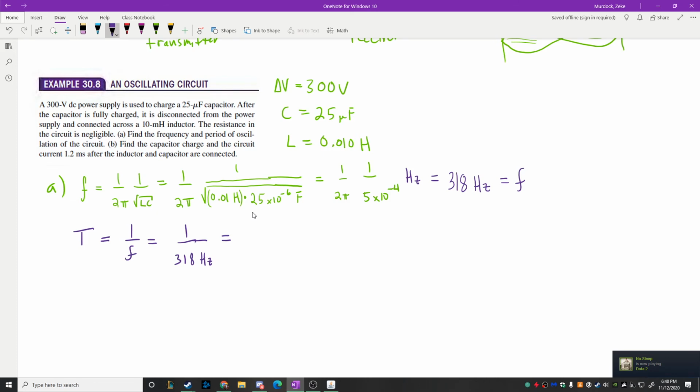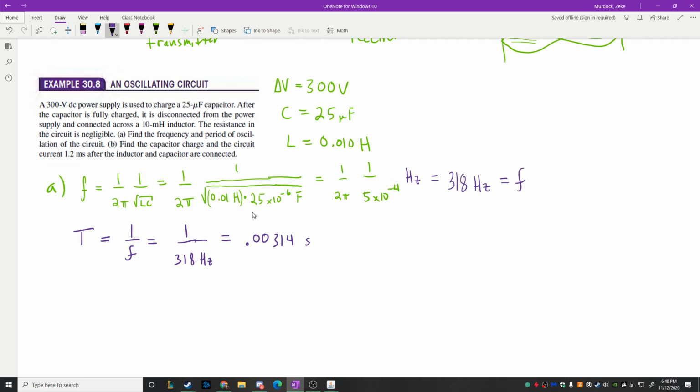Some of these simple calculations I should probably just do, but I don't think my phone's there. There's my phone. 0.00314. Okay. Yeah, that makes sense because it's coming from something times pi. So that's the seconds. That's how many seconds it takes to go through one oscillation. That's really fast, right?